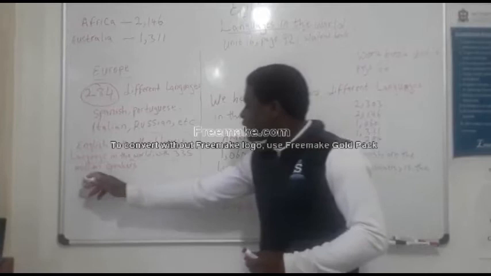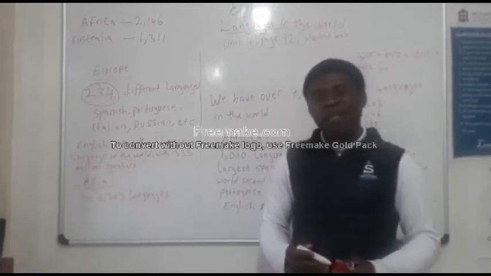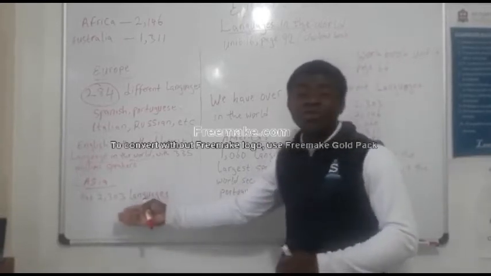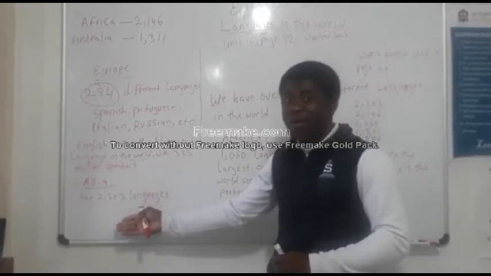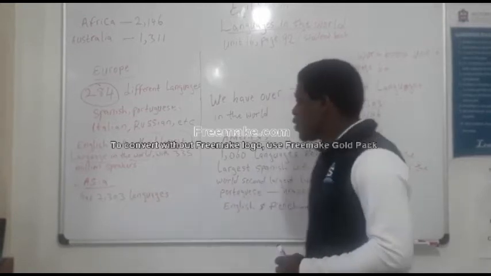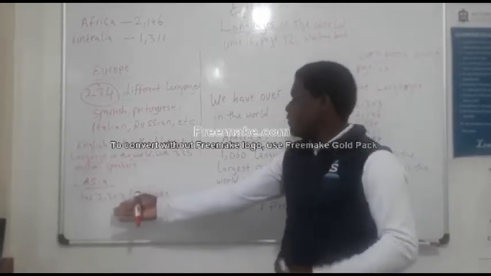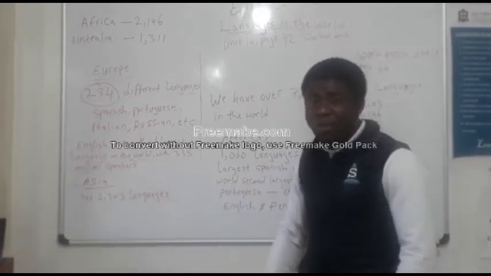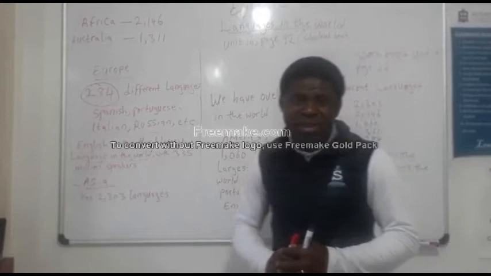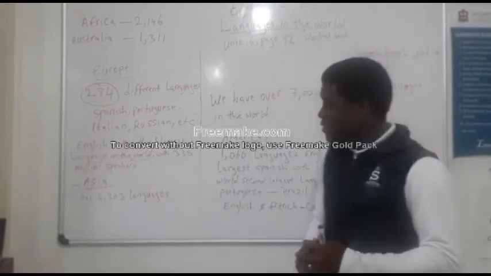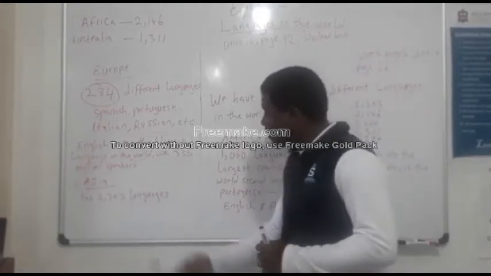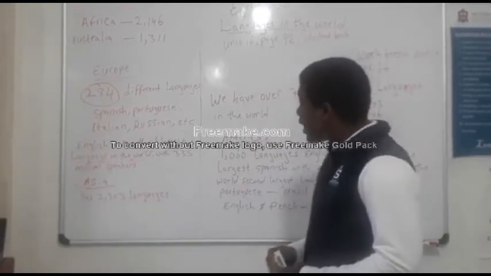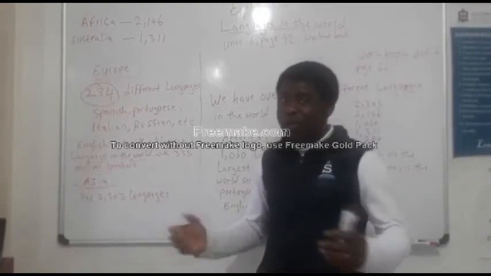Now in the Asian continent, you have to understand how to pronounce words or how to pronounce figures in English. In Asia, we have 2,303 languages in the Asian continent. I repeat again, in the Asian continent, we have 2,303 languages. This is very big.